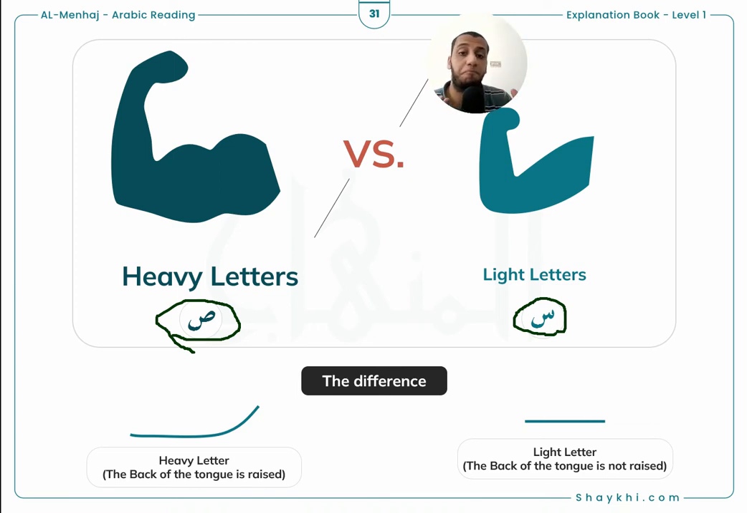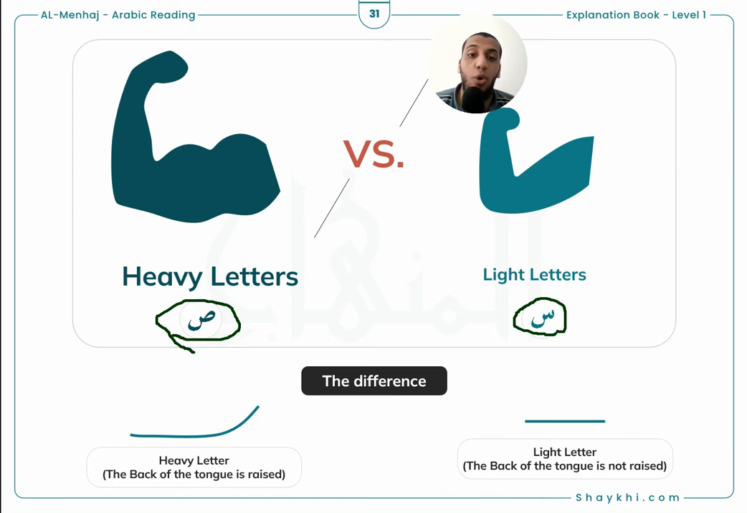Why? Because the matter is not related to the shape of the lips at all. The matter is just related to the back of the tongue. If the back of the tongue is raised, the letter will be heavy. But if the back of the tongue is not raised, the letter will be light. There is nothing to do with the shape of the lips. So you have to say it like this, saw.